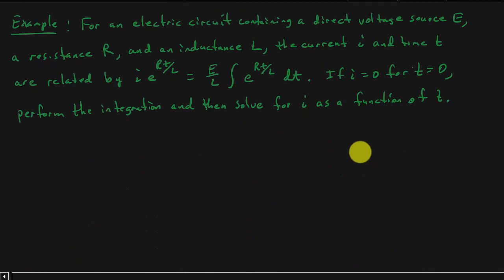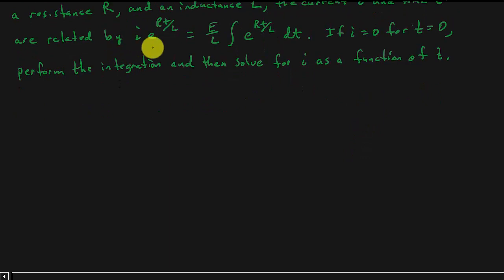All right, so how about this one? It says for an electric circuit containing a direct voltage source E, a resistance R, and an inductance L, the current I and time t are related by I times e raised to the Rt over L equals E over L times the integral of e to the Rt over L dt. If I equals 0 for t equals 0, perform the integration and then solve for I as a function of t. All right, so let's just go ahead and write this down.